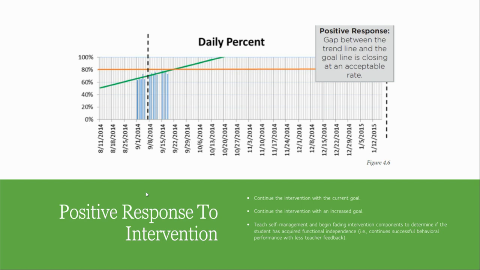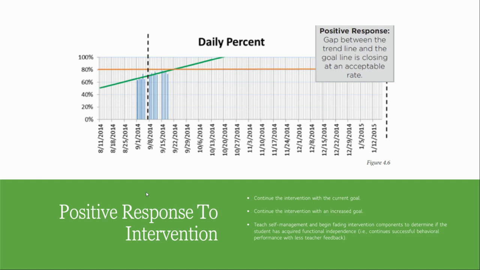They can continue the intervention and increase the goal. So we were at 80%, we may move to an 85% goal of daily progress report points. Then the team or that intervention facilitator is going to want to begin to teach self-management skills and begin fading intervention components to determine if the student has acquired functional independence, meaning they continue to apply those skills that they're learning in the intervention. So the student continues successful behavior performance with less teacher feedback.